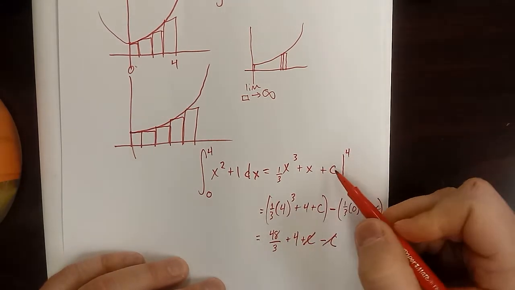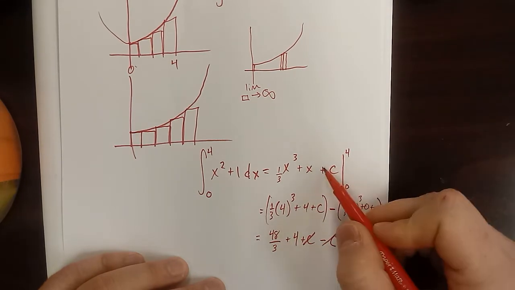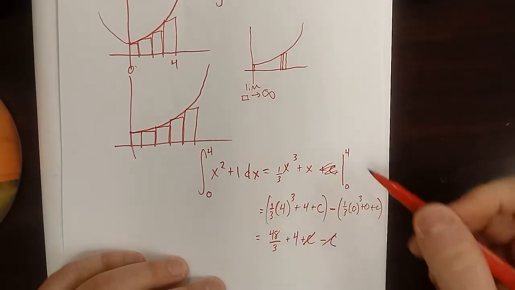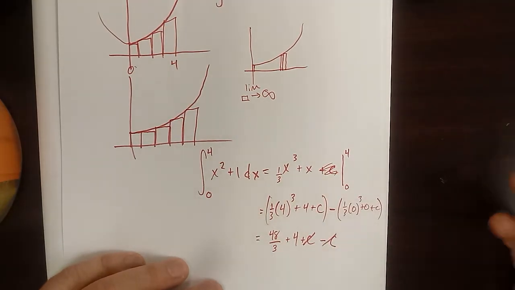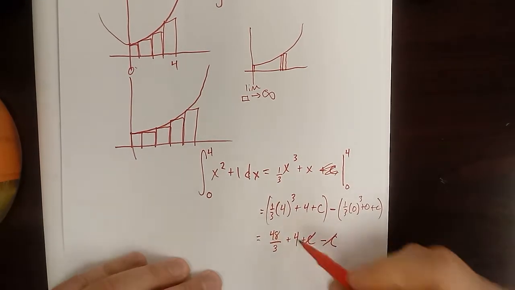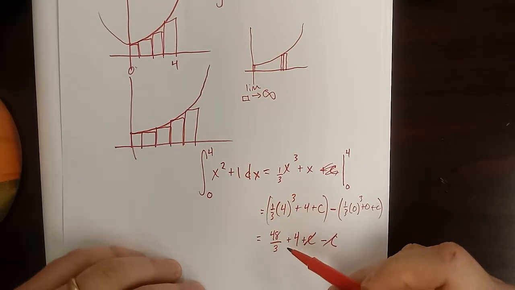So we actually get to go up here and say, instead of saying plus c, we're just not going to put it there, because when we're dealing with definite integrals, the c's always cancel, you don't need them. If you forget and you write them, it still works. Let's see, 48 divided by 3, I think it's 16.